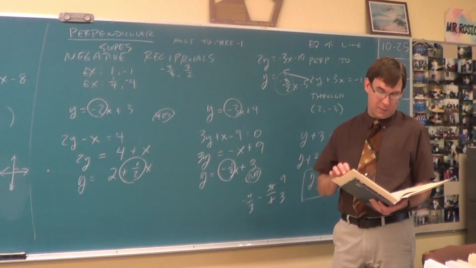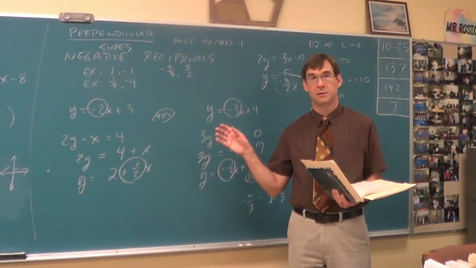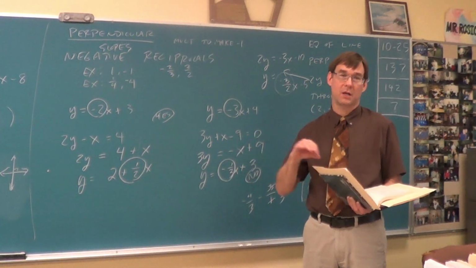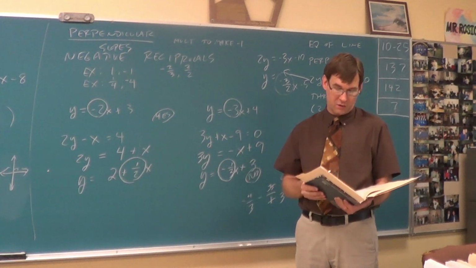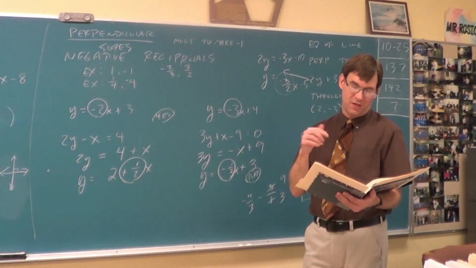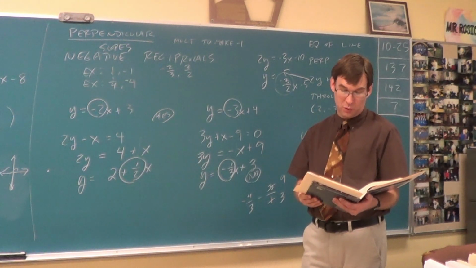Other questions, some of them are going to mention parallel. Parallel means same slope. Some of them mention perpendicular. Perpendicular is going to have negative reciprocals. When you get to 23 to 28, every question is different from every other question. It's going to take you a minute to analyze what's what.